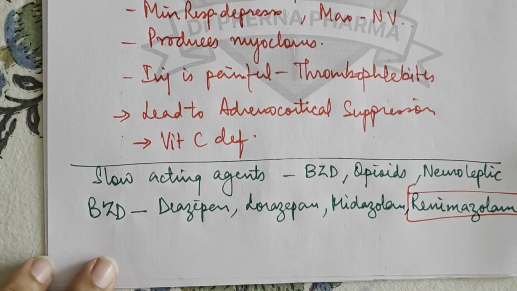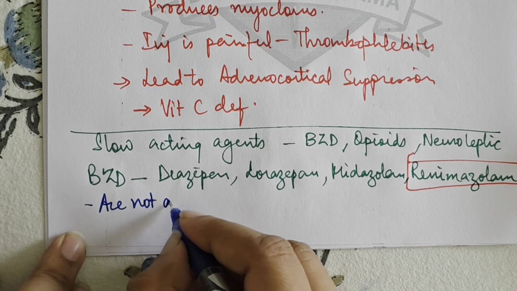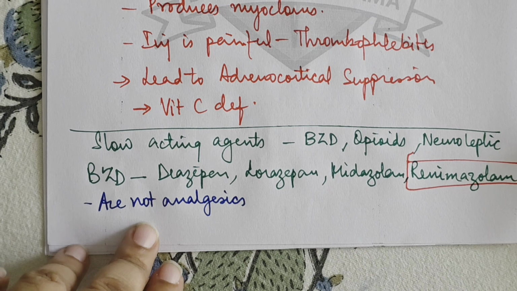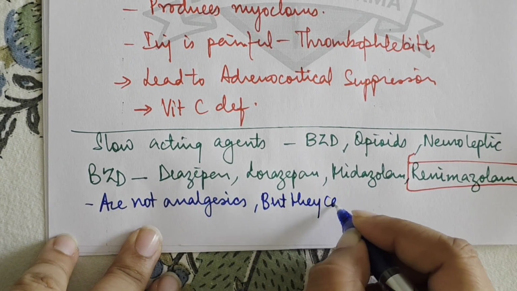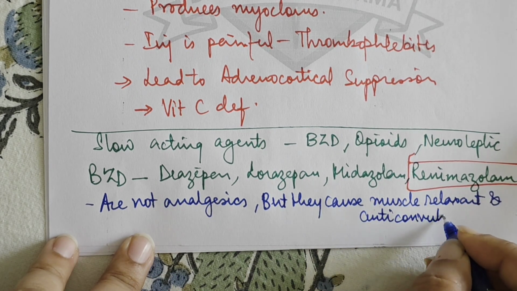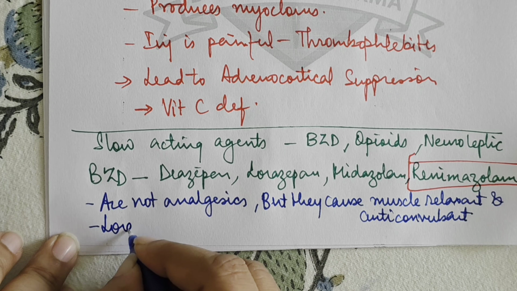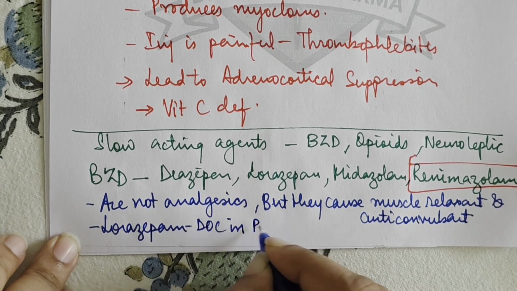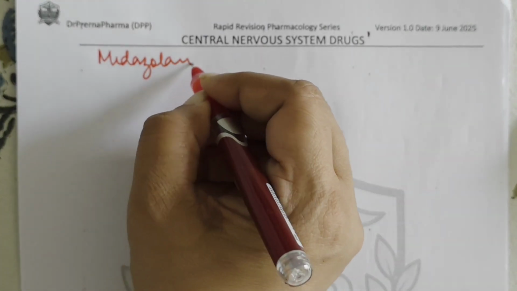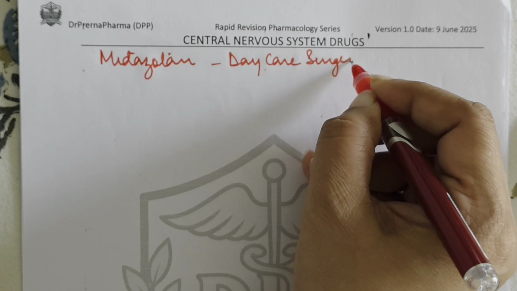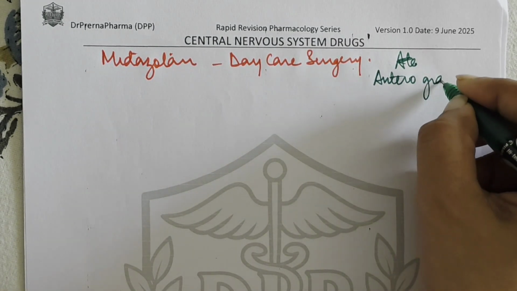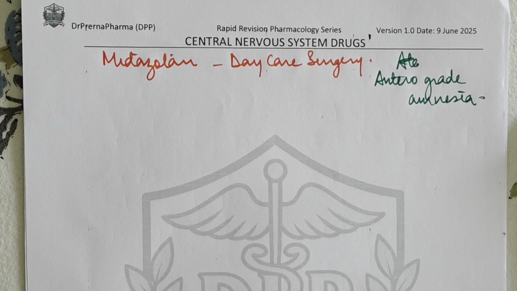Now these drugs are not analgesics, right? These drugs do not cause analgesia, but they cause muscle relaxant and anti-convulsant action. Then lorazepam is the drug of choice in pre-anesthetic medications, right? Then midazolam is used in daycare surgery, right? These drugs also cause anterograde amnesia. BZDs can cause that. So anterograde amnesia usually is there.